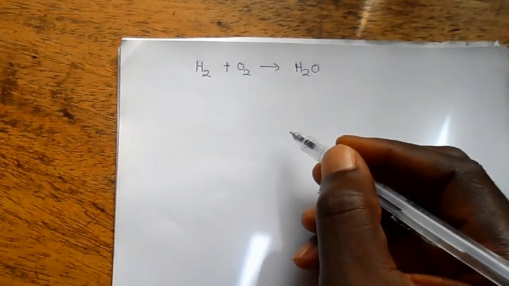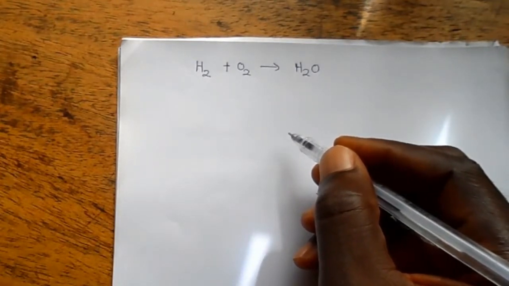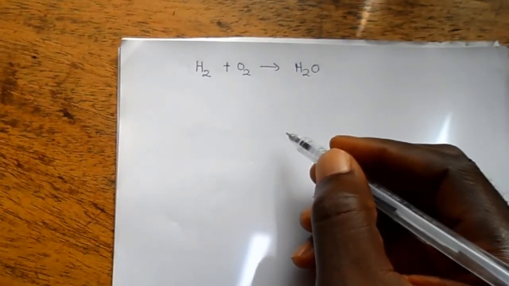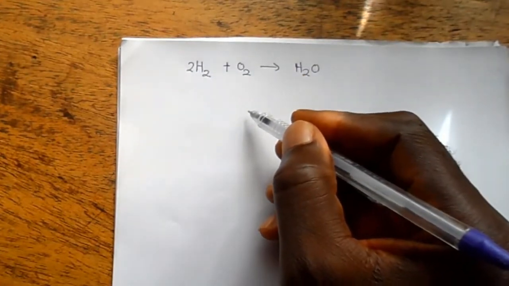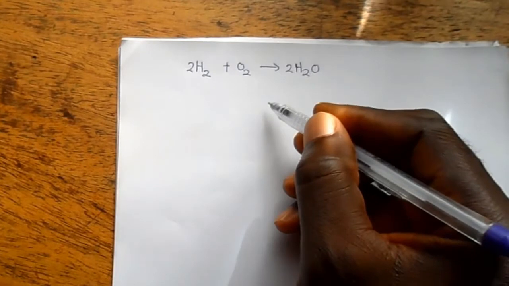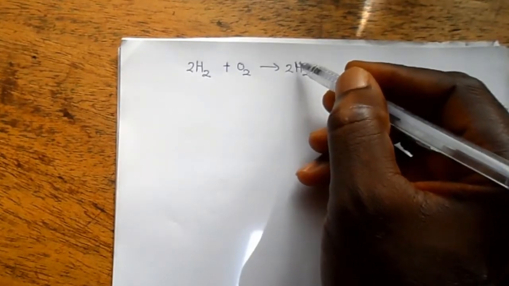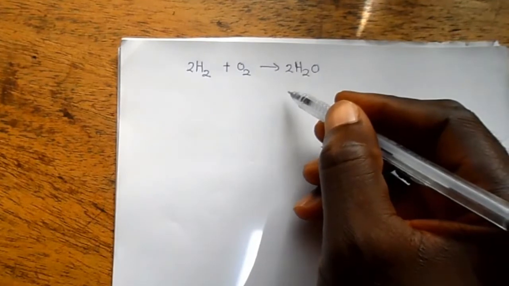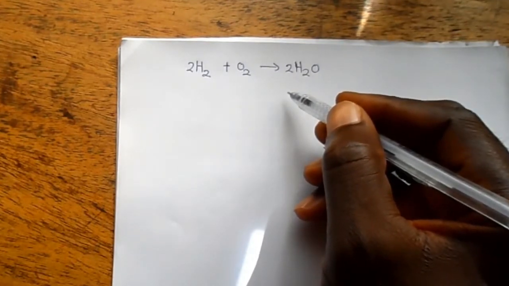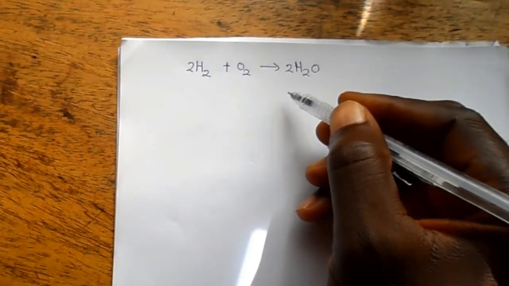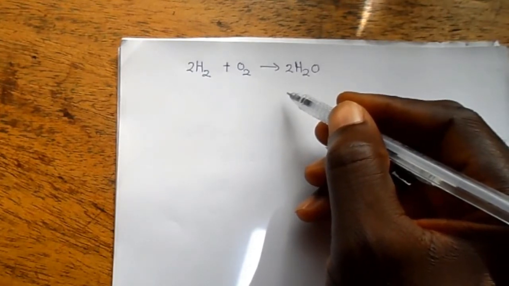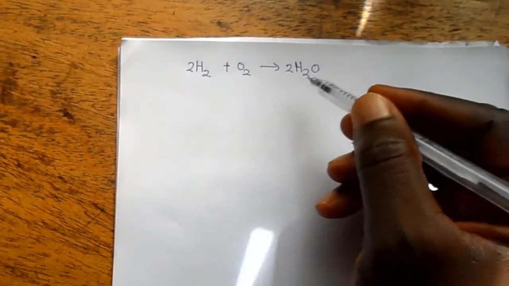Now let's balance the equation. In balancing the equation, we're going to insert 2 here and also insert 2 here. Remember, when balancing chemical equations, you do it by trial and error. When you place the numbers in front of either hydrogen or oxygen, you have to check to see if it is correct. If it's not correct, you will have to try again.